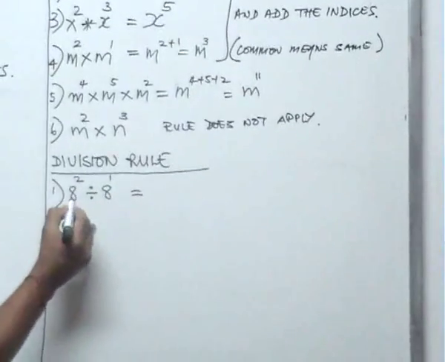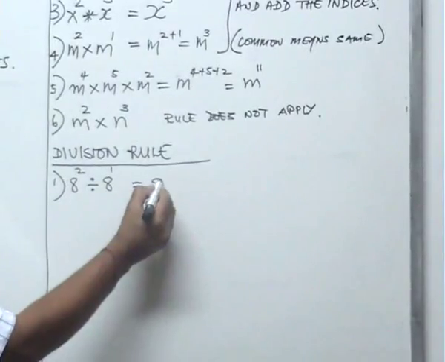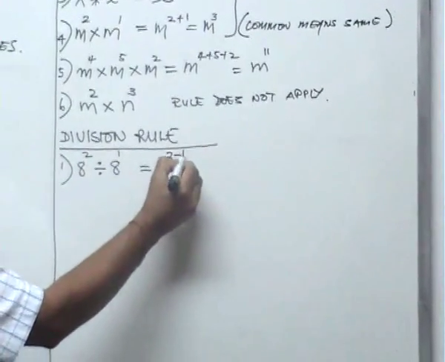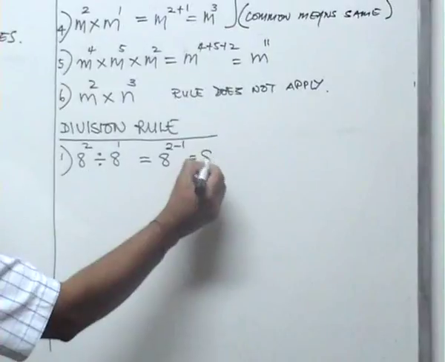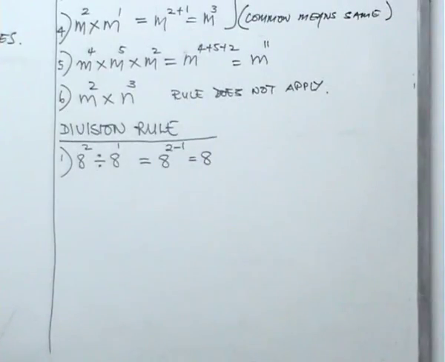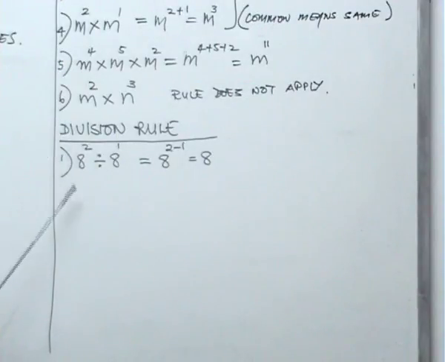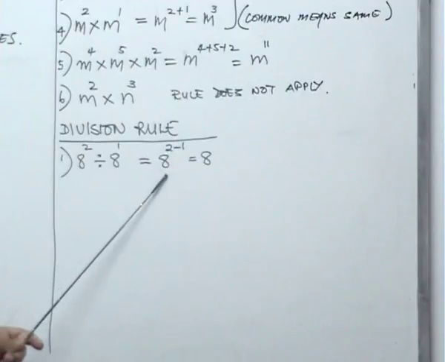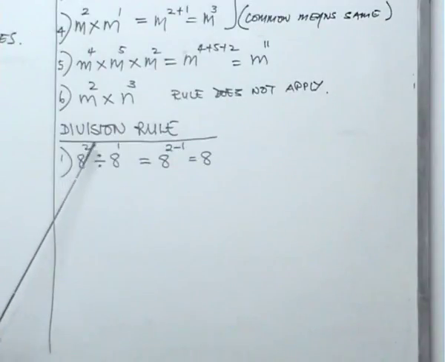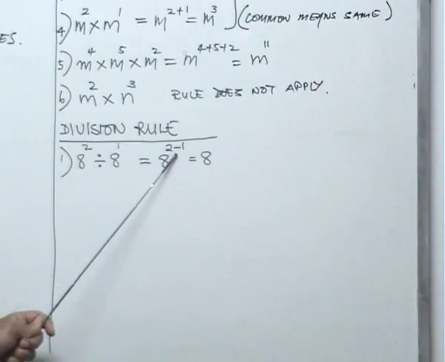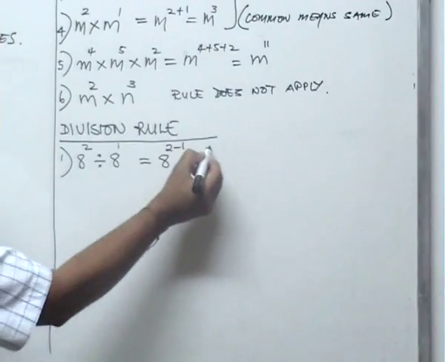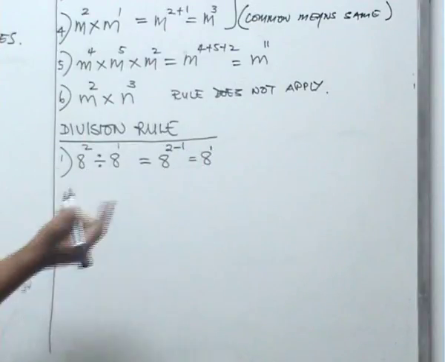According to the division rule, write down the base one time and subtract the indices. So the answer will be 8. Now, alright, let me just demonstrate that it is true. So the division rule says, write down the common base once, subtract the indices, and so your final answer is 8 to the 1, which is 8. Well, let's see if it is true.